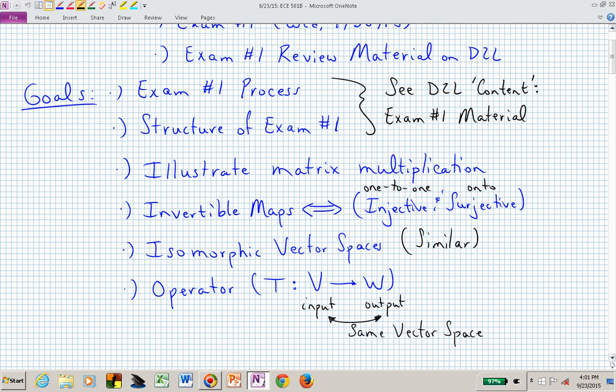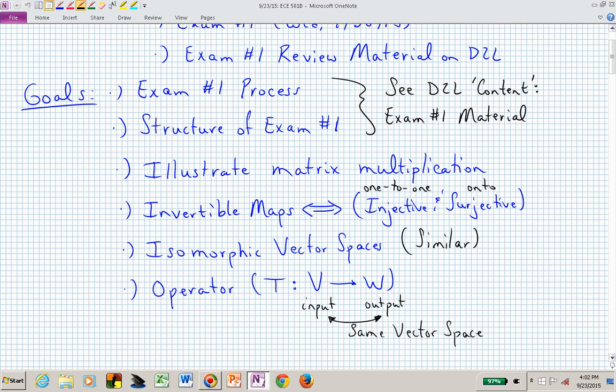We will then look at some propositions or theorems related to maps that are invertible. That essentially is equivalent to saying that that map is both injective and surjective, or it's one-to-one and onto. If you have an invertible map, then it's injective and surjective. That leads us naturally into isomorphic vector spaces, which really says that these vector spaces are similar. They may not be the same vector spaces. One might be polynomials and another one might be R4, but they're isomorphic vector spaces.